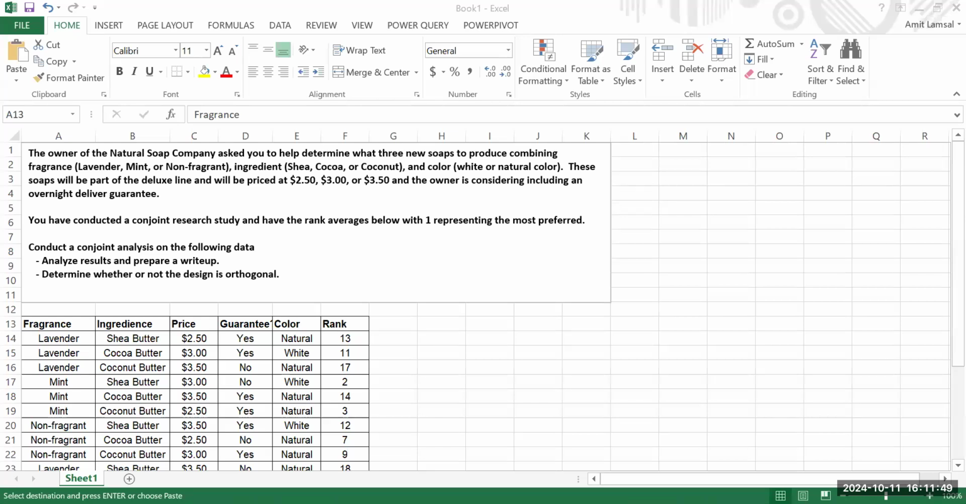Good afternoon, everyone. Today we are here to talk about conjoint analysis. I am Amit Lamsal. Currently, I am pursuing my master's degree from Webster University, and I'm doing a marketing analytics class with Eric Riney. So this is one of my course requirements, to provide you a little insight about conjoint analysis, how to do it, and what steps you should follow while doing it.